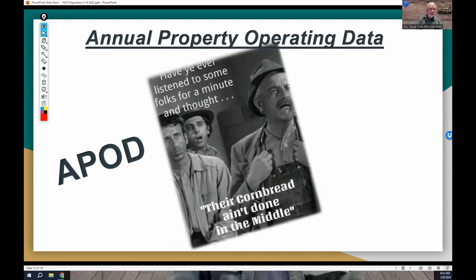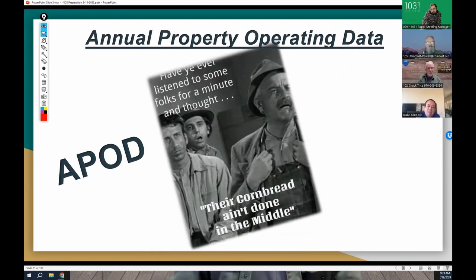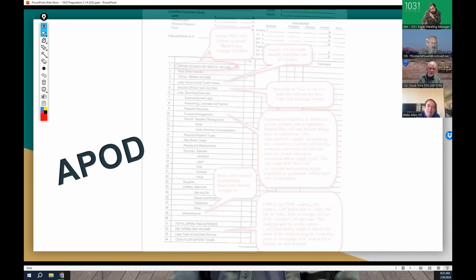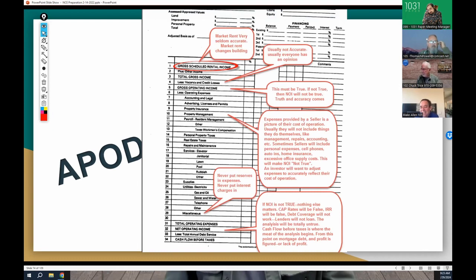I like this slide. There's just so much that can go wrong in an APOD. It's like, the cornbread ain't quite done. So here's the APOD. The market rent can vary. It can vary from building to building and block to block, and two buildings next to each other that are exactly alike can vary. So your gross scheduled income is what the market says. The market says, oh, for a 2-bedroom, you ought to get $975. If you run with that and you do your whole APOD based on that, you'll be sorely wrong.